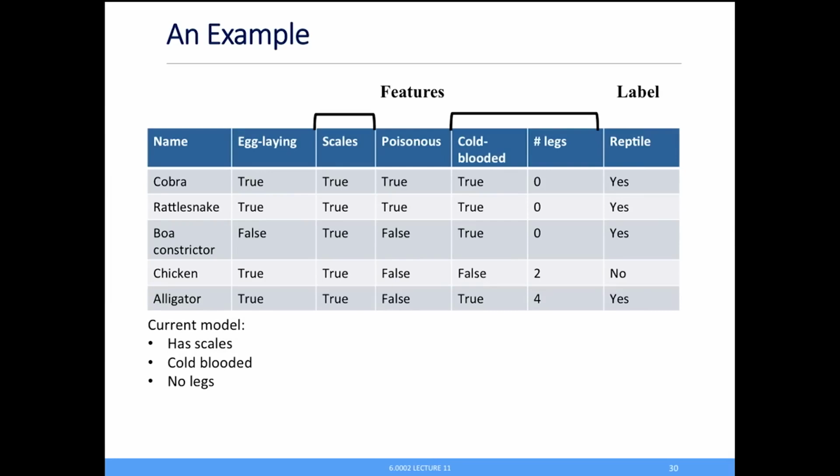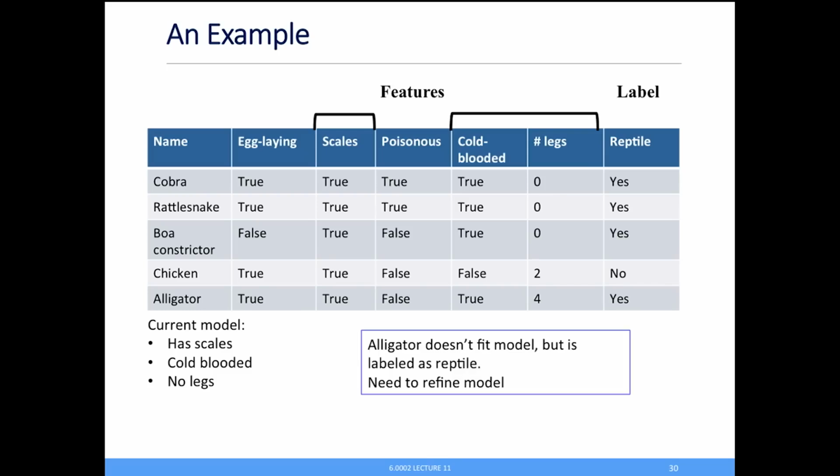And now I'll give you an alligator. It's a reptile, and oh, fudge, right? It doesn't satisfy the model. Because while it does have scales, and it is cold-blooded, it has legs. I'm almost done with the example, but you see the point. Again, I've got to think about how do I refine this.